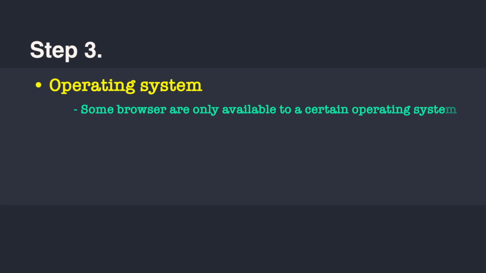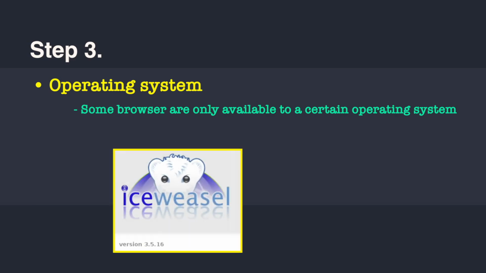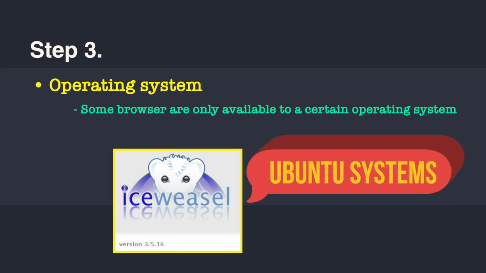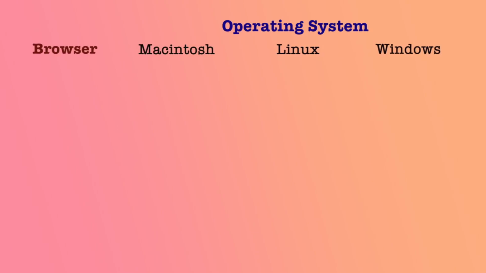Moving on to the next step, you should also understand what kind of platform you are on, because some browsers are only available to a certain operating system. Like if I mention the IceWeasel browser, this browser is particularly available on Ubuntu systems. Ubuntu is a Linux-based OS. Let us just see what kind of browsers are available in the market and on what platforms these are available.